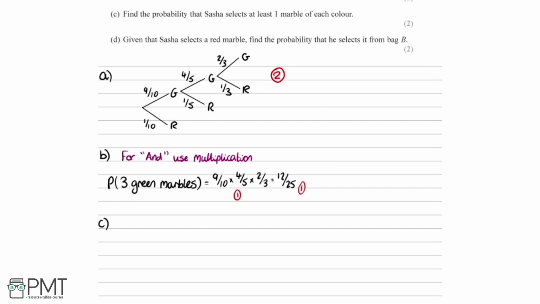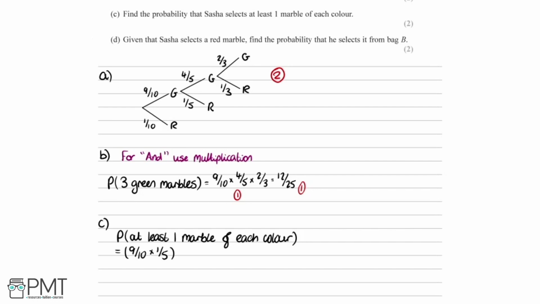So we know that from the first bag he has to choose green, because if he chooses red, then that's a dead end. He can't then choose a green one. So he has to choose a green one to start with. So we go down here, and then he could choose red, and then we're done. We've chosen 1 of each colour. So we could do this one and this one. And because it's and, we're going to multiply, so it's 9 over 10 multiplied by 1 over 5.